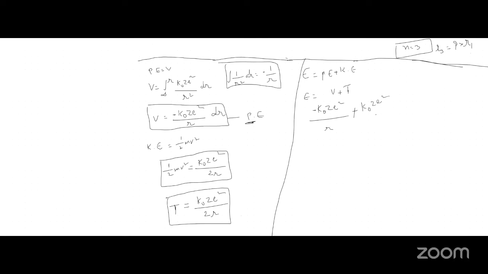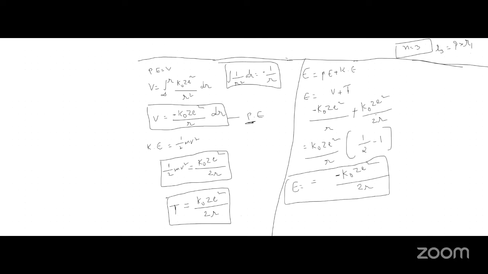Here I am making K naught Z E square by R common. If I make it common, what will I get? 1 by 2 minus 1. So I will get minus K naught Z E square by 2R. So we calculated the energy formula. Now in this energy formula, I will substitute the radius formula. Take this one as equation 7.